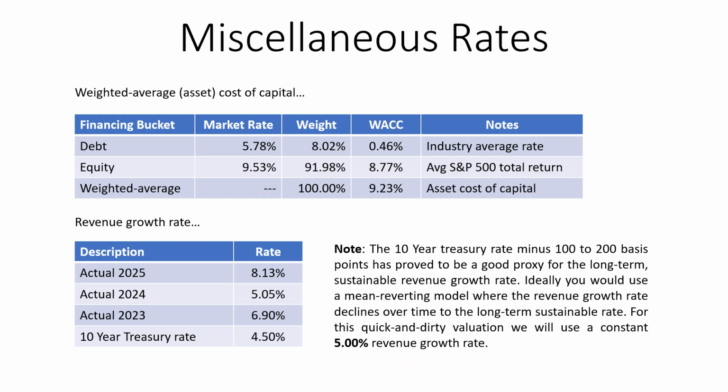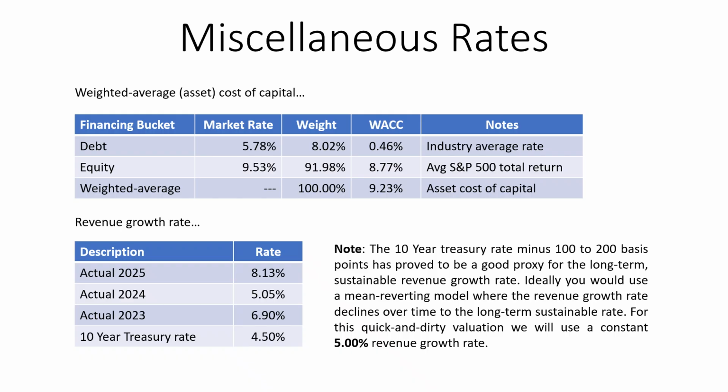And the table below tells us how we do that. We basically have two buckets: the financing bucket of debt and one of common equity. The market rate on debt is about 5.78%, and the market rate on equity is 9.53%. The 5.78% came from the industry average. The 9.53% we're going to use because the equity beta of Costco is close to 1, so we're going to use the S&P 500 cost of capital, which is 9.53%.